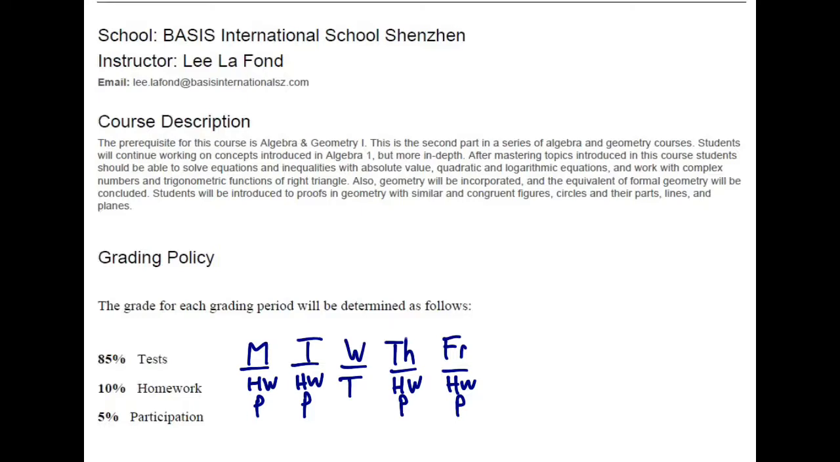So again, we'll be revisiting topics like quadratic equations, we're looking at inequalities, some logarithms, which might be new to you, some trigonometric functions, and also we're going to be building up your geometry knowledge as well. We'll be taking a look at some proofs, all right? Working with similar congruent figures, circles, and their parts, lines, and planes. So I think you're going to find this course to be really interesting. Like I said, I've taught it for about 10 years now, and I love it. And I'm really excited to be sharing it with you.